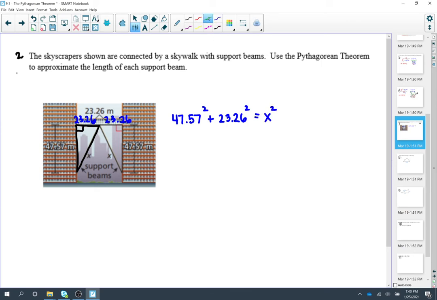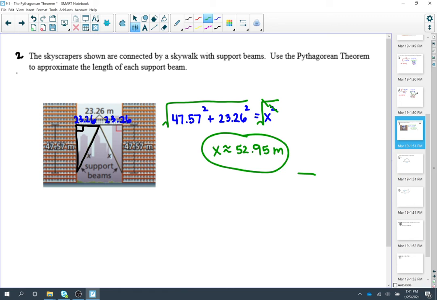Now, this time, because we are dealing with decimals, we're going to do this all at once and use a calculator. And I'm going to take the square root of both sides. Now, that's going to give me x, and we're going to do approximately. And what you're going to enter in your calculator here is exactly what you see. So you're going to put the square root, and then you're going to type 47.57 squared plus 23.26 squared. And then you're just going to hit enter, which is going to give us 52.95. Which is approximately the length of the support beam.